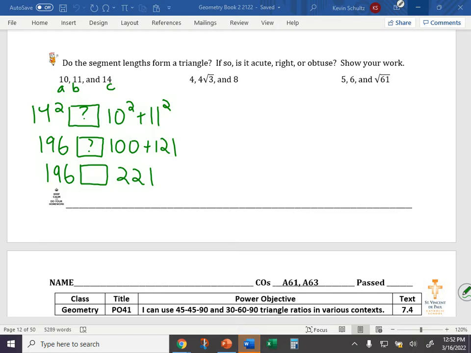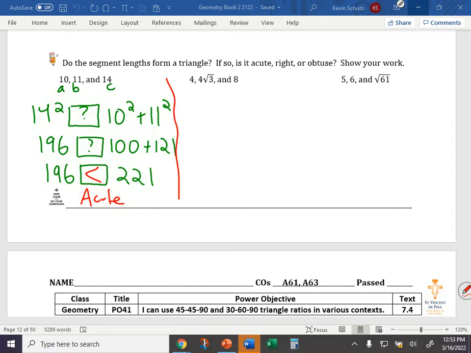So what symbol is going to go inside the box? William? Less than. Which means, what type of triangle is 10, 11, and 14? Acute. Exactly. Okay? You okay? So far so good? Okay. Let's look at the next one.